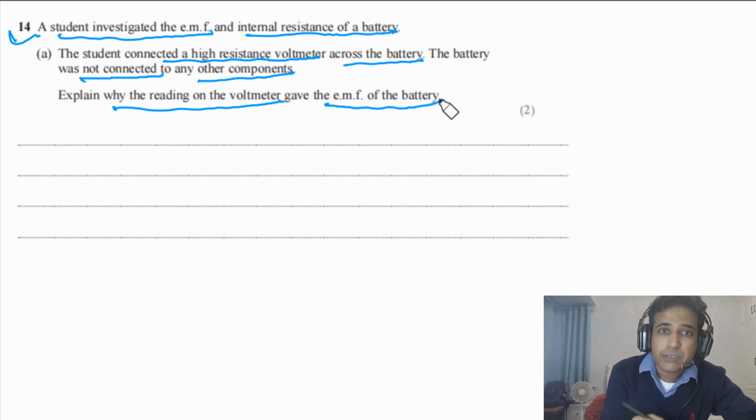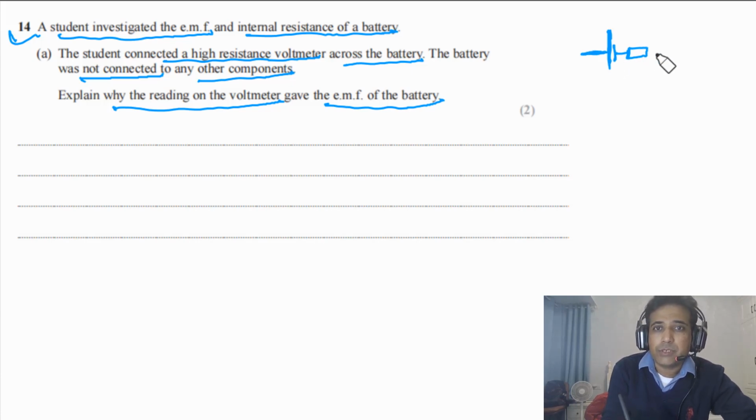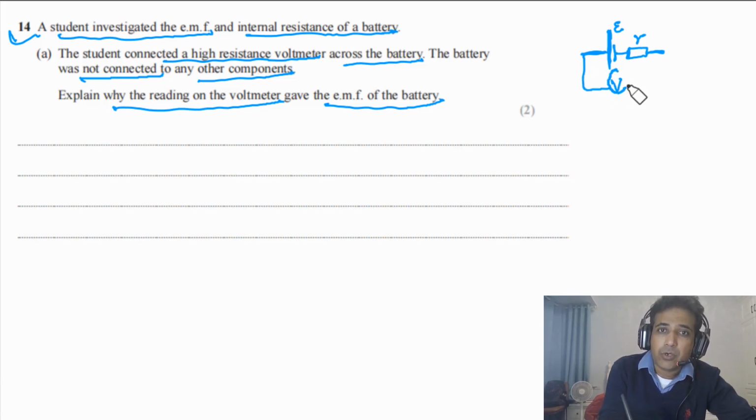So the best way to answer this question is first of all to sketch the circuit. In this case we have a battery. This battery also has some internal resistance. So we can say this is the internal resistance r and this is our cell. This is the EMF of the battery, of the cell, and we connect a voltmeter across this. This is our voltmeter, and the resistance of the voltmeter is very high. So I can simply say this is the resistance of the voltmeter, which is very high.